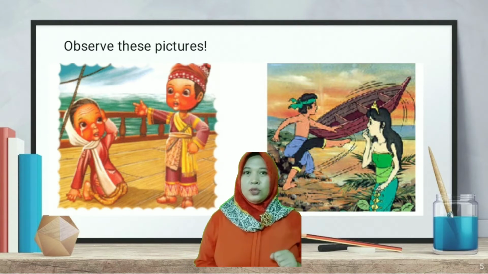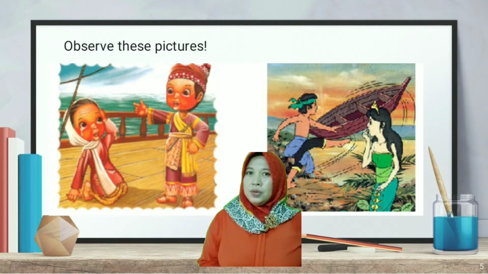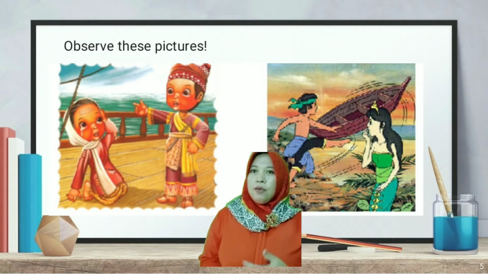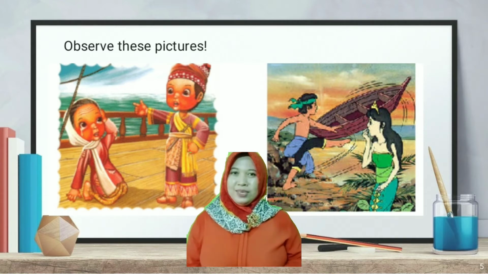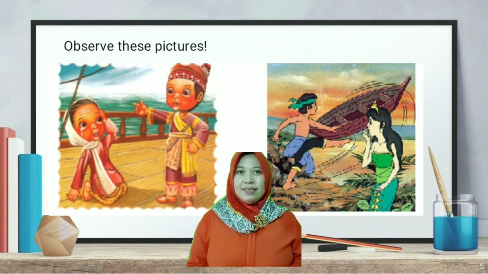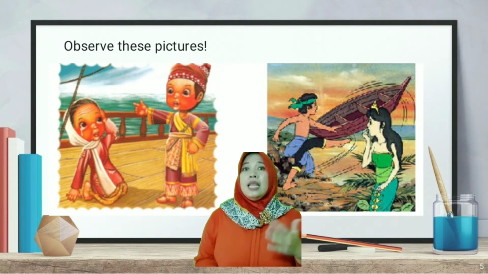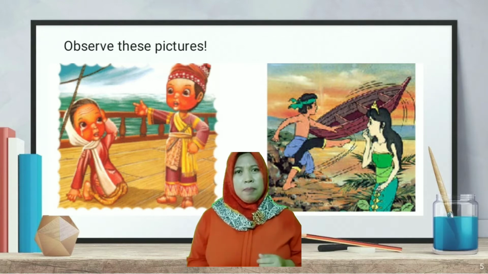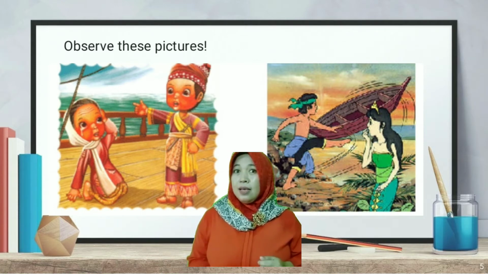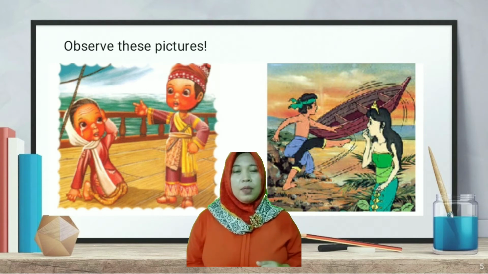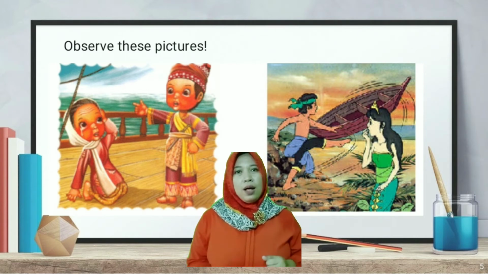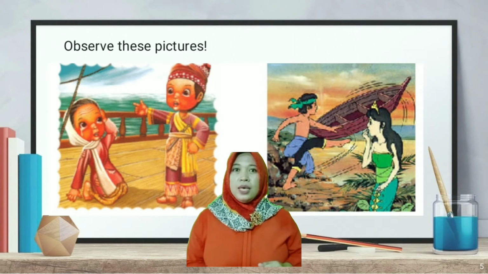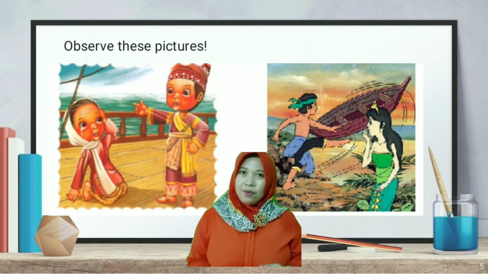Now students, before we continue our lesson today, I want you to please observe these pictures. There are two pictures. Do you still remember the stories? What is the title of the story? Okay, the first picture is Malin Kundang. What about the second? Yes, the second is The Legend of Tangkuban Perahu. Do you still remember where the story came from? Yes, Malin Kundang came from West Sumatra, while The Legend of Tangkuban Perahu came from West Java.